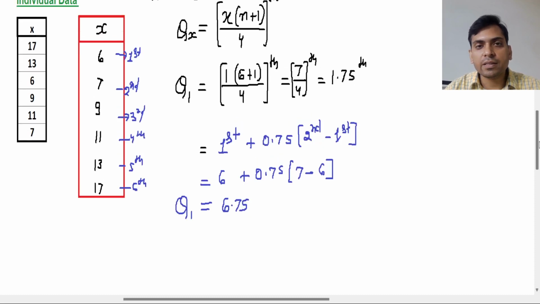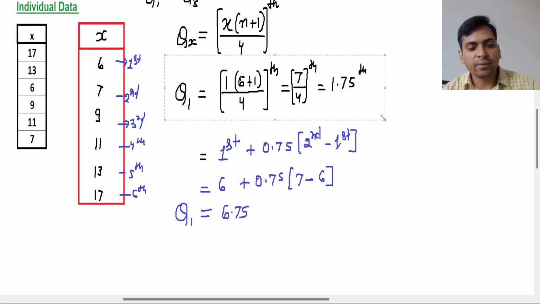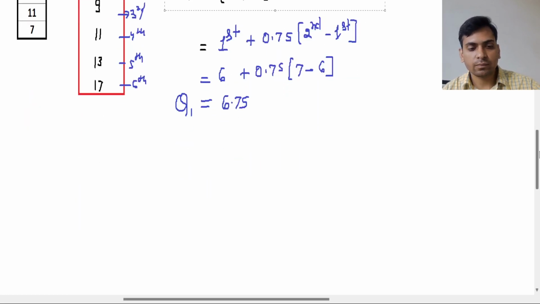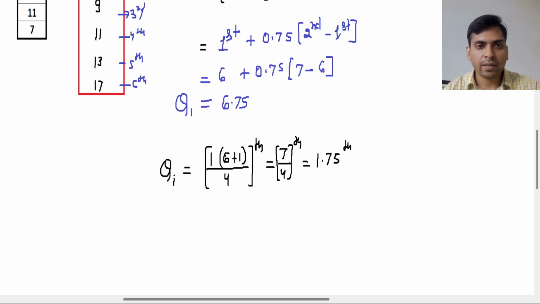Now you need to find the third quartile. For the third quartile there is a small change. We replace this 1 by 3. So to find the third quartile, this 1 is replaced by 3, and this value becomes 21 upon 4. So 21 upon 4 becomes the 5.25th term.